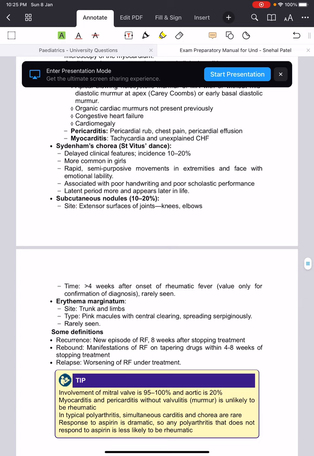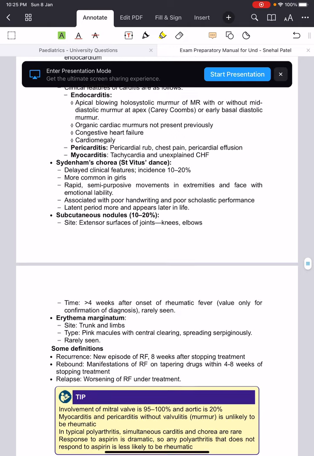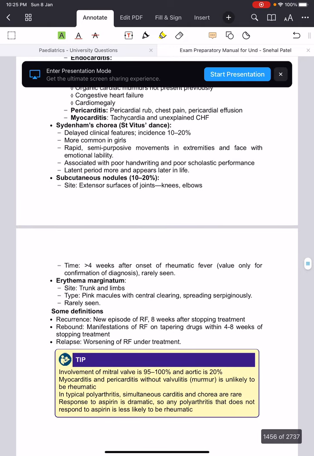Then pericardial rub, chest pain, and pericardial effusion will be seen. What all things in pericardium? Pericardial rub, chest pain, pericardial effusion. Myocarditis: tachycardia and unexplained CHF. So, what all things will you see in carditis? Pancarditis: myocarditis, pericarditis, and endocarditis. In endocarditis, you will hear a murmur, cardiomegaly, and congestive heart failure. In pericarditis, you will see pericardial rub, chest pain, and pericardial effusion. In myocarditis, you will see tachycardia and unexplained CHF.